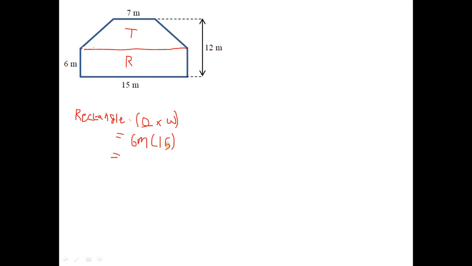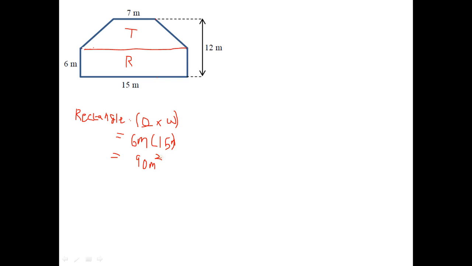So 6 times 15, maybe some of you guys, oh, I forgot to put a meter here. Some of you guys may need to put this in the calculator, but if you think about it, 15 times 2 is 30. That means 15 times 4 is 60, because 30 times 2 is 60. So essentially, every time you add a 30, you're adding 2 times 15. So in this case, it's going to be 90. So we're going to get 90 meters squared. Okay? So that's the area of the rectangle.